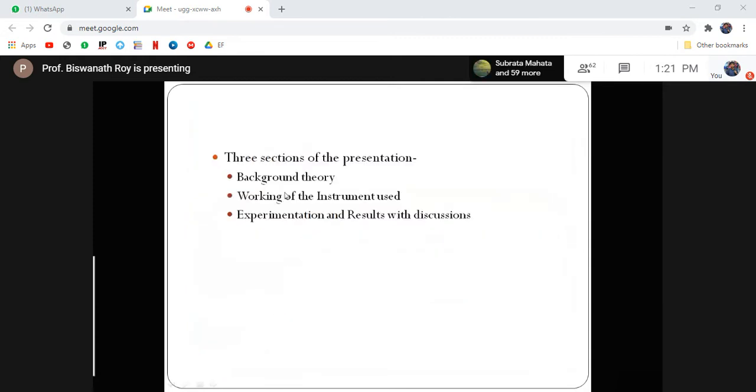Actually, there are 3 sections of this presentation. First comes the background theory, then the working of the instruments used, the 2 instruments that I mentioned just now, and then experimentation and results with discussion. I am going to discuss the first 2, background theory and working of the instruments, and Shongita Madam will discuss the third portion. So anywhere you have any doubt, just stop me, unmute yourself, and raise the question.